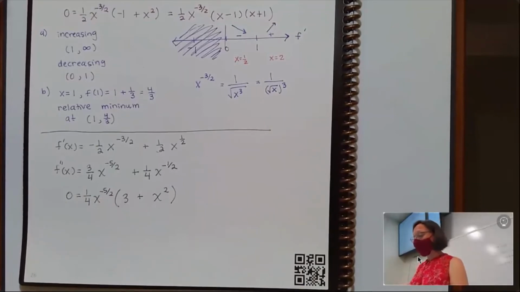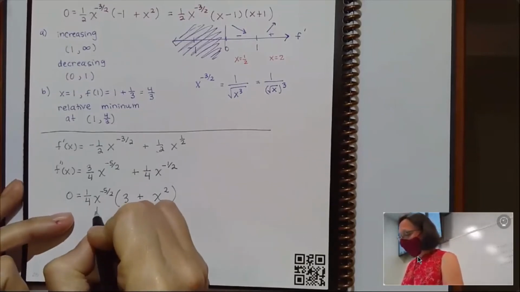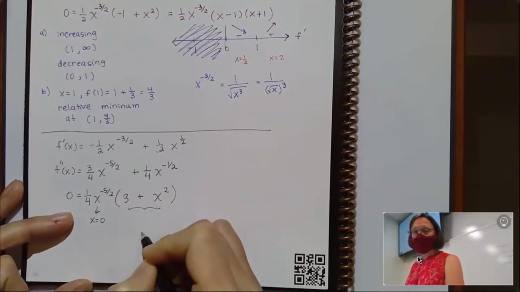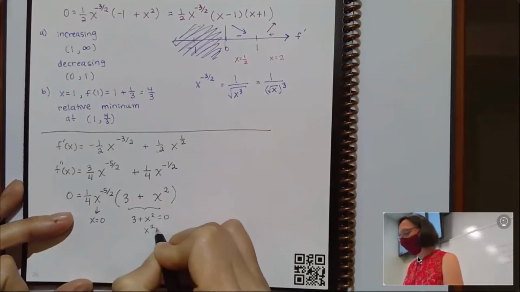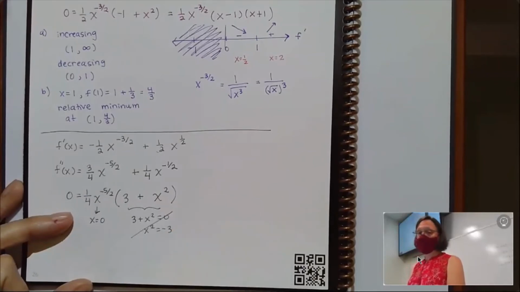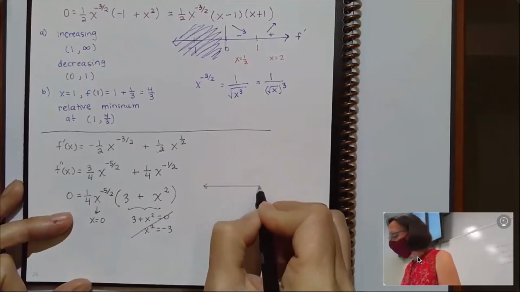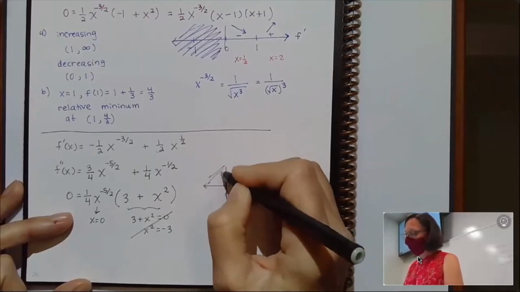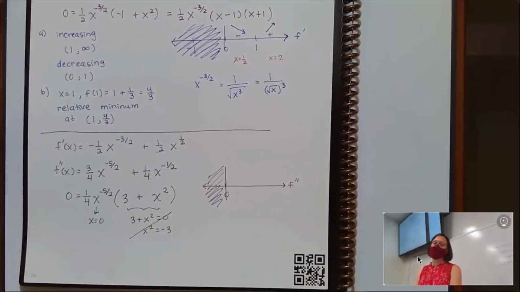So thinking about what would go on my number line here, I've got that x equals 0, but this one gives me nothing. Because if I tried to set 3 plus x squared equal to 0, that would mean that x squared was equal to -3, and that can't happen. Which means my number line would really only have a 0 on it. And we don't think about anything on that side of it because it's not in my domain of the function. So I already know that there are no inflection points.